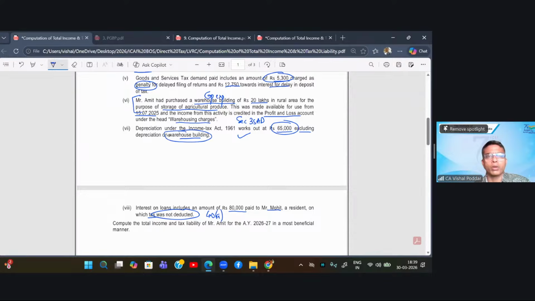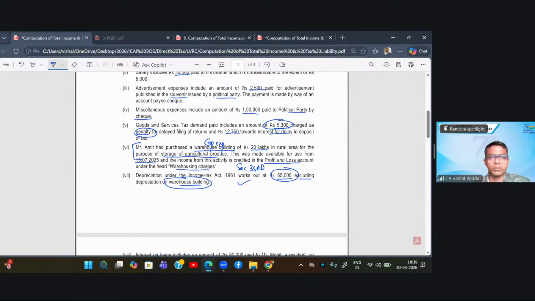This is before depreciation on the warehouse building. Now the warehouse is a building, and for a building the depreciation is 10%. The date of purchase and put to use is before our cutoff date of 2nd October, so you are eligible for the full 10% deduction. Half depreciation need not be taken. Had this been put to use after 2nd October, we would have taken half depreciation. But here full depreciation will be allowed. So one is the 65,000 and then 10% of 20 lakhs. Correct?